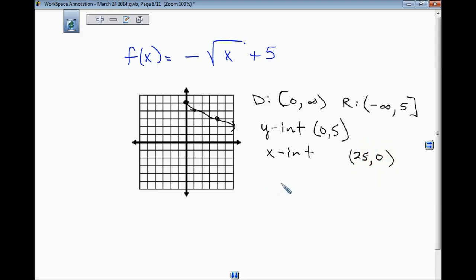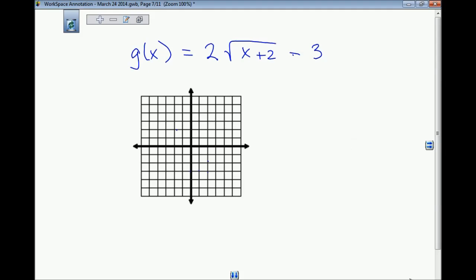Okay, increasing, decreasing? Forever decreasing. From where? 0 to infinity. And extrema? Absolute max. Absolute max at the point 0, 5. Or the function has a maximum value of 5. Okay. Good? Okay. What would this do?